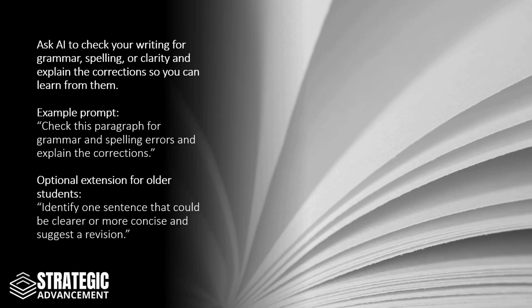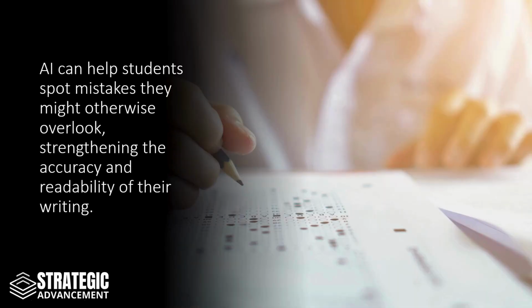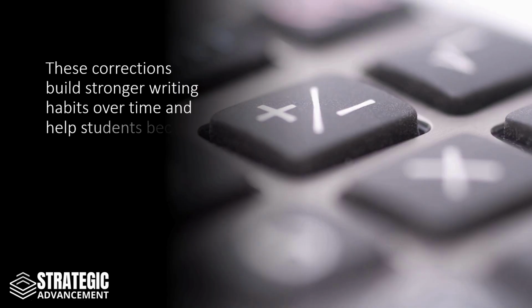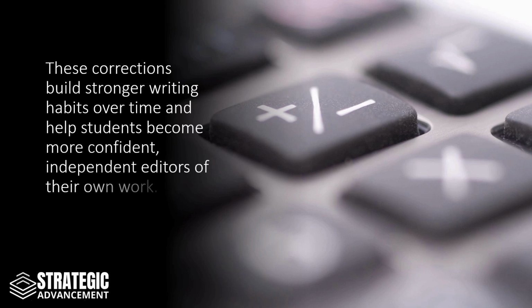Optional extension for older students: Identify one sentence that could be clearer or more concise and suggest a revision. AI can help students spot mistakes they might otherwise overlook, strengthening the accuracy and readability of their writing. These corrections build stronger writing habits over time and help students become more confident, independent editors of their own work.